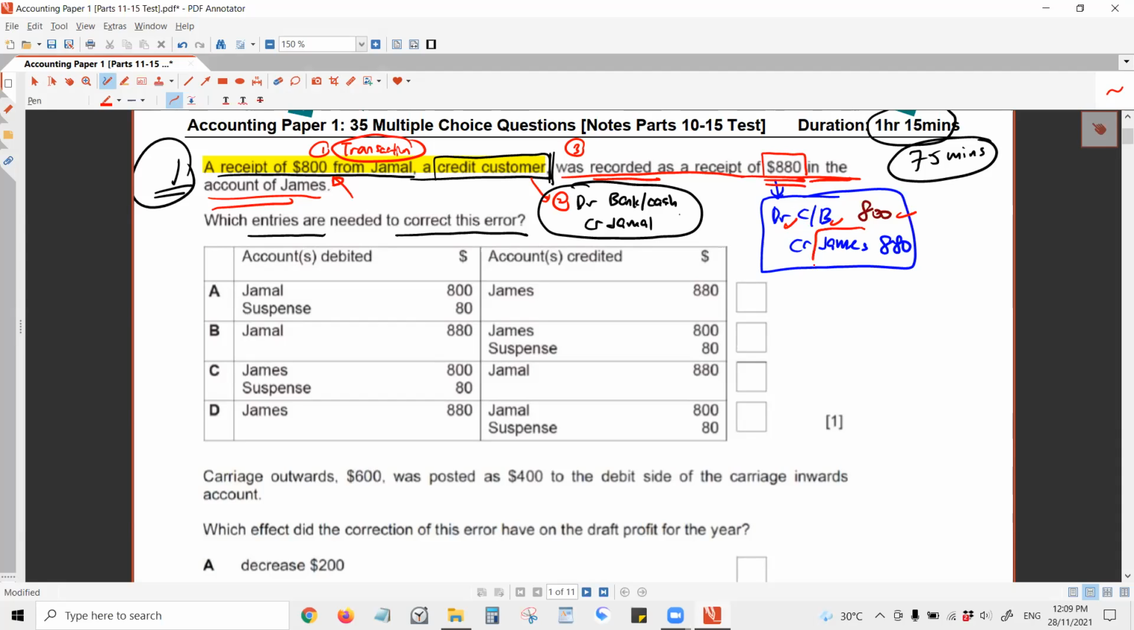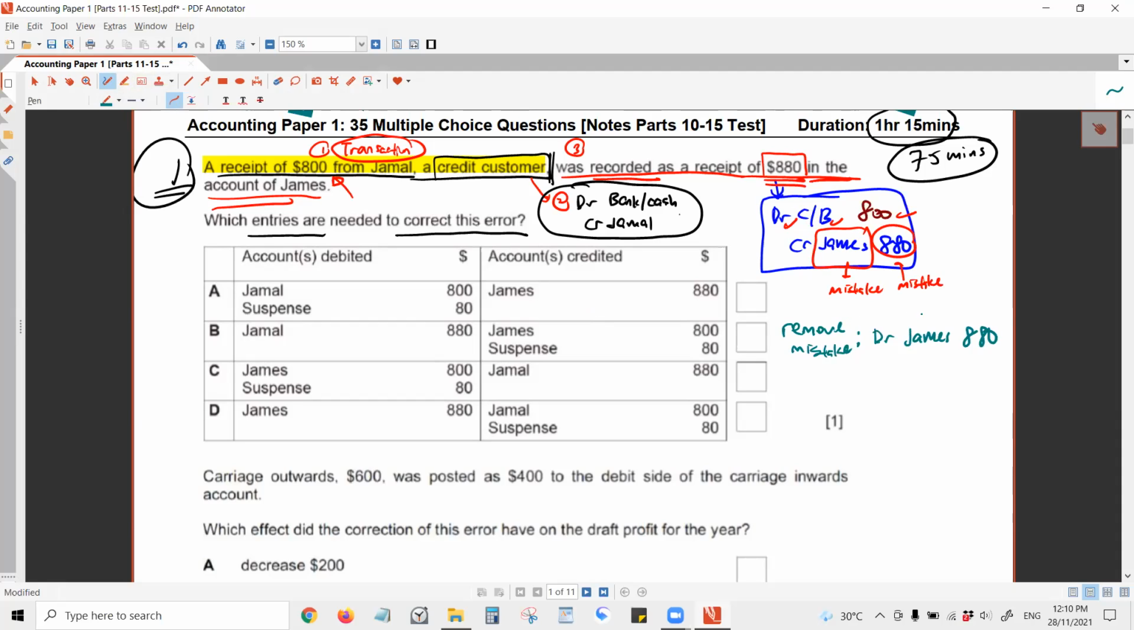The mistake is here. This is the mistake. So what should you do? You should remove their mistake first. So remove the mistake by debiting James 880.